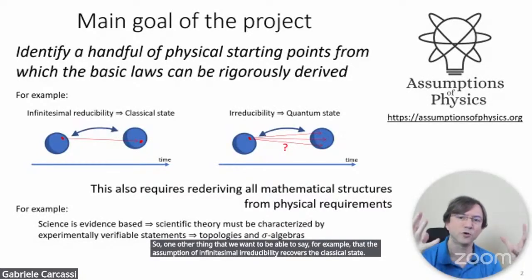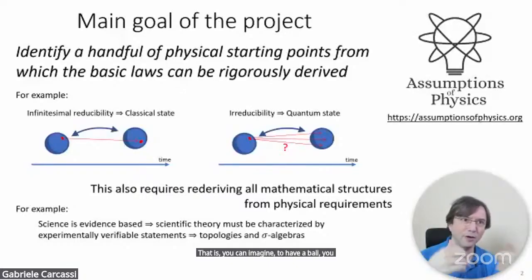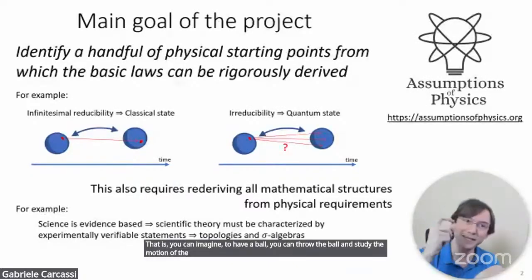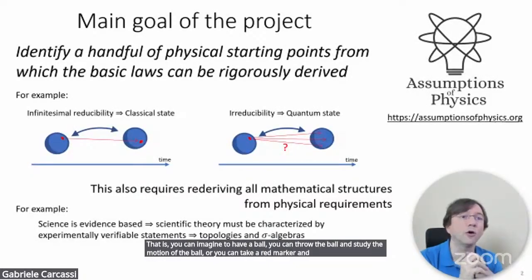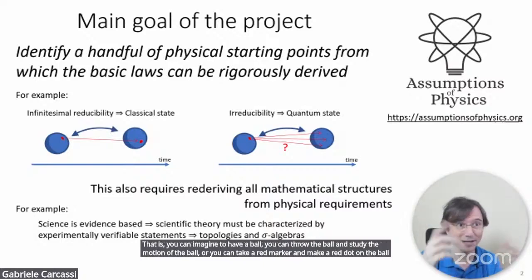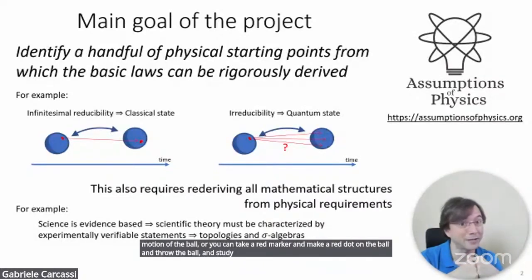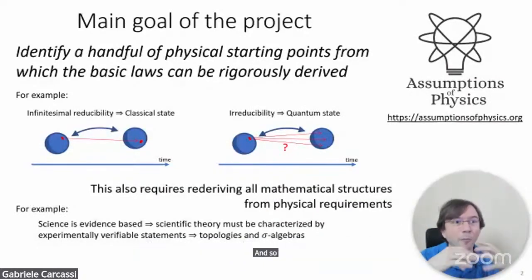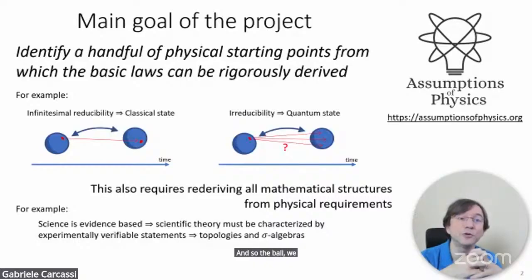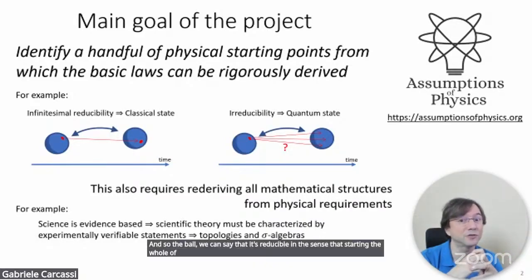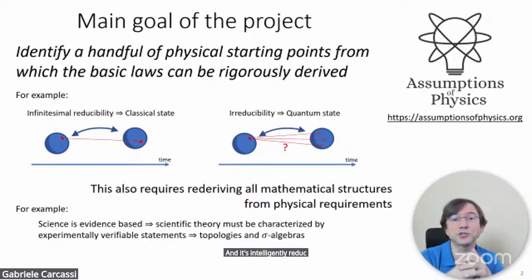That is, you can imagine to have a ball, you can throw the ball and study the motion of the ball, or you can take a red marker and make a red dot on the ball and throw the ball and study the motion of the red dot. And so the ball, we can say that it's reducible in the sense that studying the whole of the ball is equivalent to studying all the possible red dots that we could put on the ball. And it's infinitesimally reducible if those dots can be made arbitrarily small.